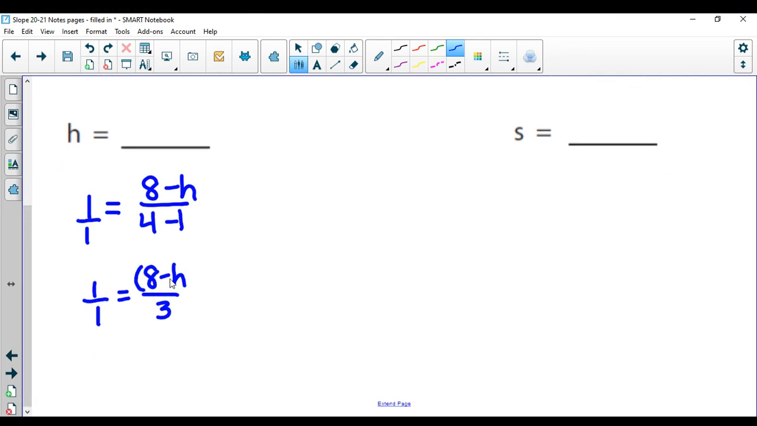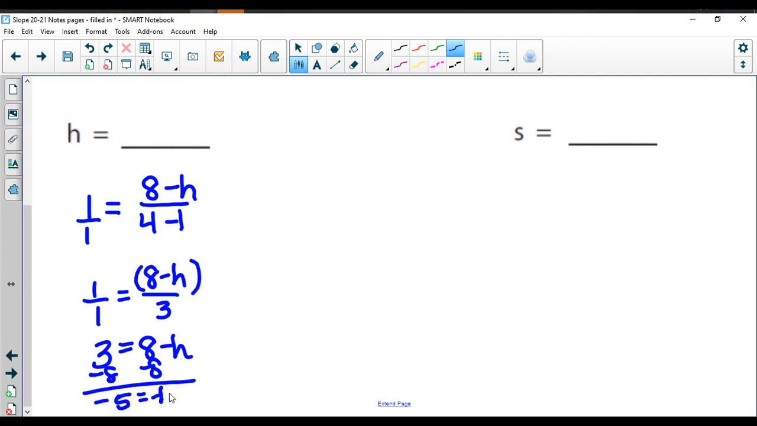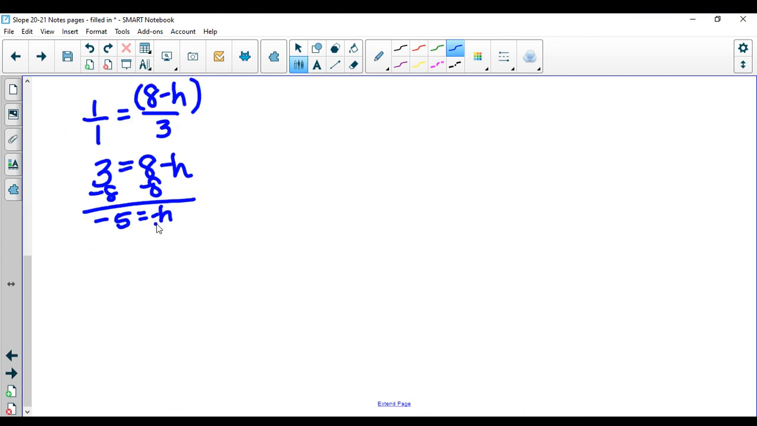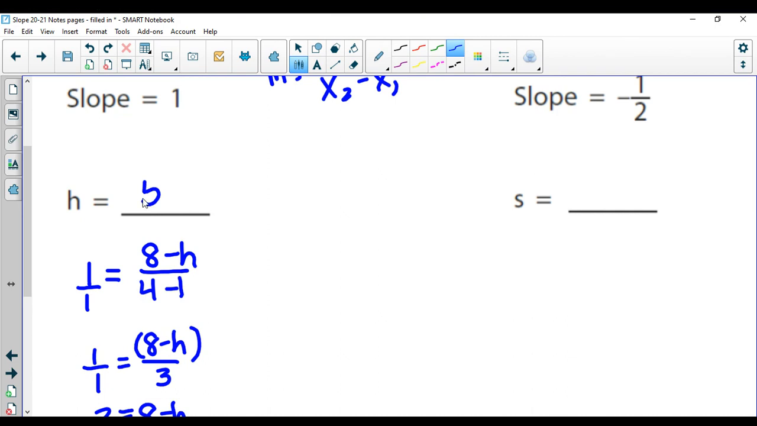I'm going to go ahead and solve this like a proportion. 3 times 1 is 3. 1 times 8 minus h is 8 minus h. So I'm going to subtract my 8 on both sides. I'm going to get negative 5 equals negative h. Dividing through by that negative 1, h is equal to 5. So my h value that's missing here would be 5.